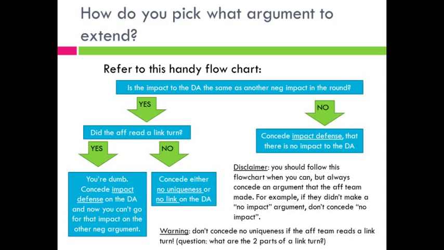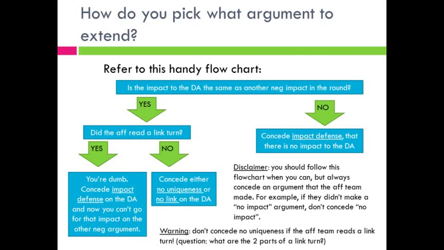Well, you can use this handy flowchart that I made, okay? So the first question you should ask yourself is, is the impact to the DA the same as another neg impact in the round? Let's say the impact to the DA is economic collapse, and you already have something you want to kick out of, but you already have a DA that you do want to go for where the impact is economic collapse. Okay, so if that's the case, yes, then you should ask yourself, did the AF read a link turn?